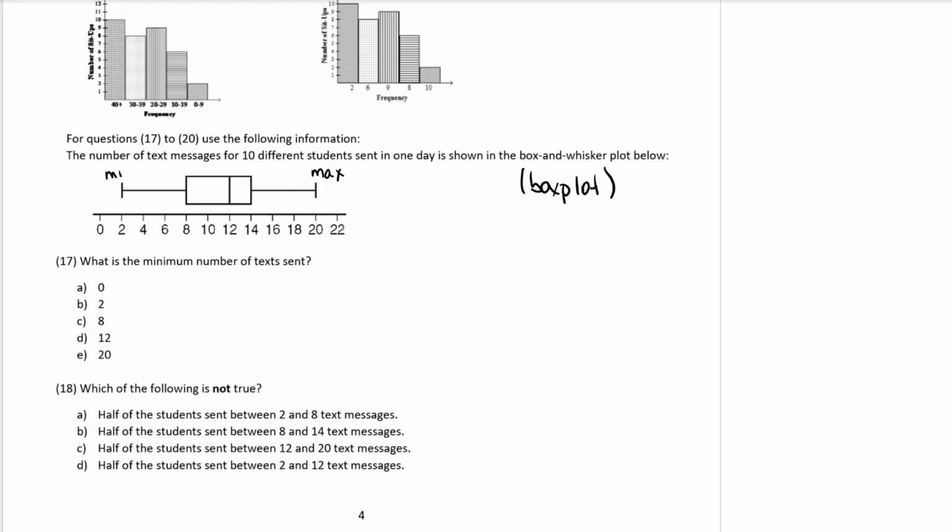This is the lowest one. The line right here in the middle is the median. That serves as the halfway, the median. Remember, half of the people texted less than 12, the other half texted more than 12.